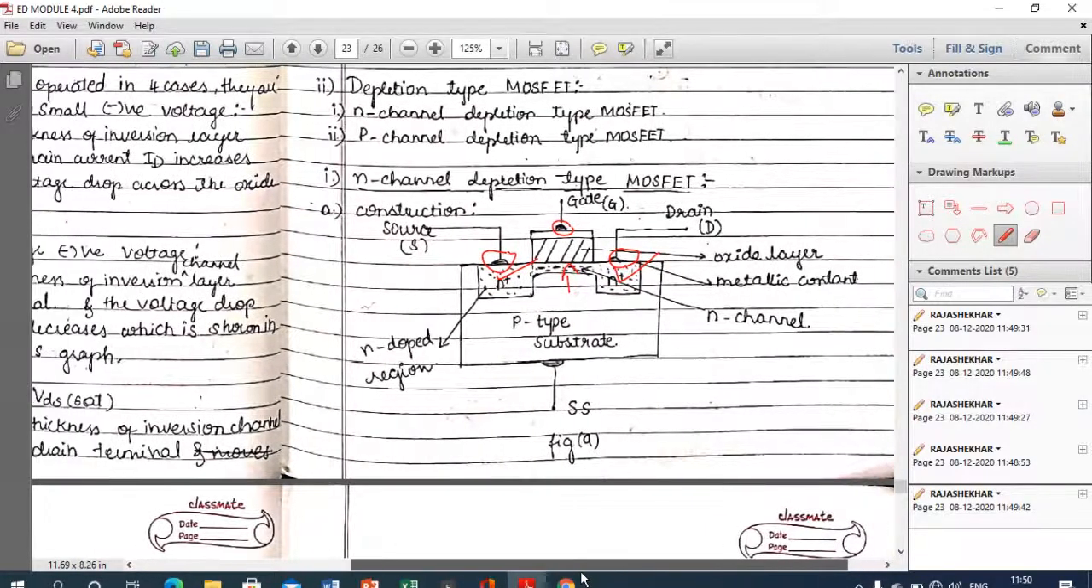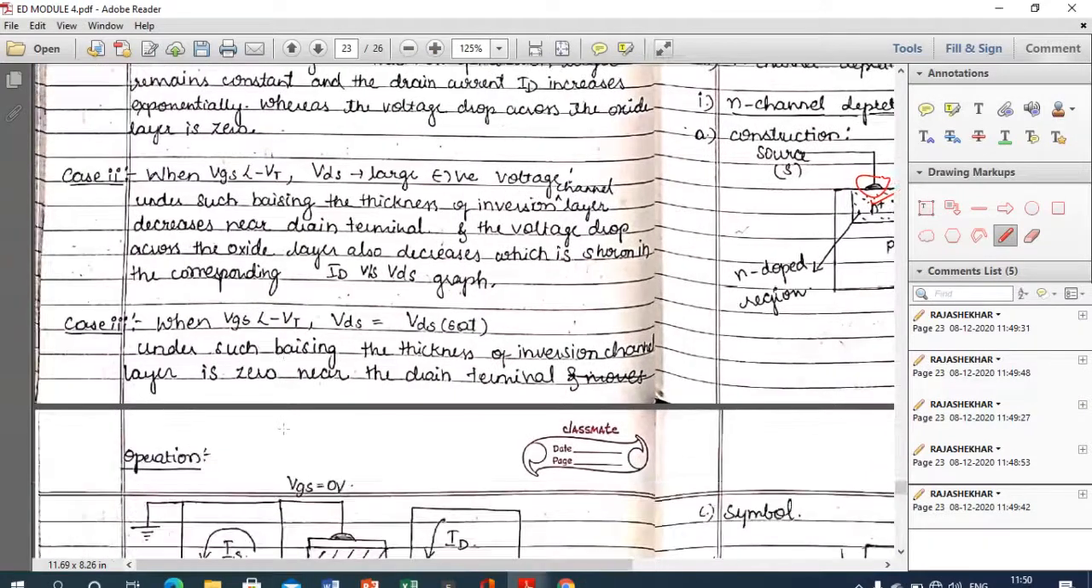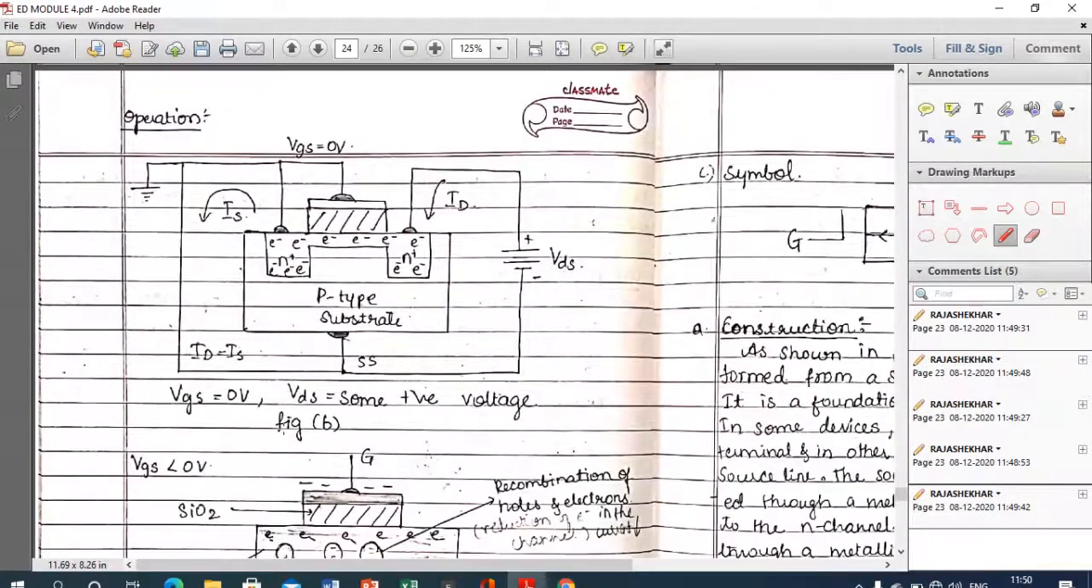The next thing, we'll move on to the operation part. In the operation part, we will discuss how this construction allows the flow of electrons, thereby causing the flow of current in the channel, and which voltages are required to make this happen. That is what we are going to discuss in the operation part. First, what we have connected here.